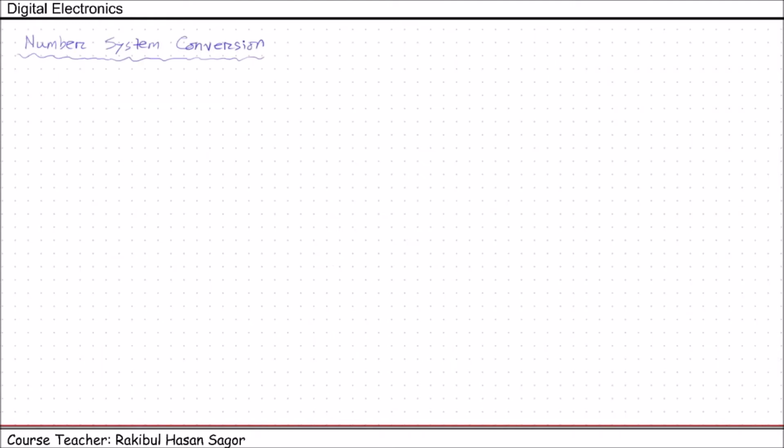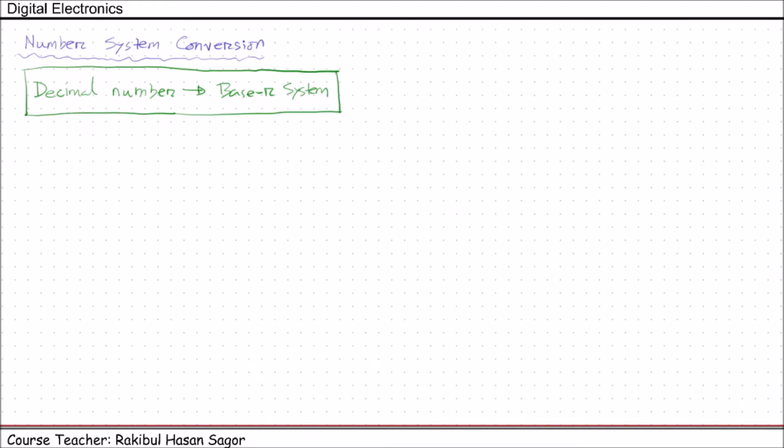Till now, we have learned how to convert any R-base number system to decimal number system. Now we will see how to convert a decimal number to any R-base number system. We'll see the conversion of decimal number to any base R system. We know the decimal number has two parts. One is the integer part and another is the fractional part.